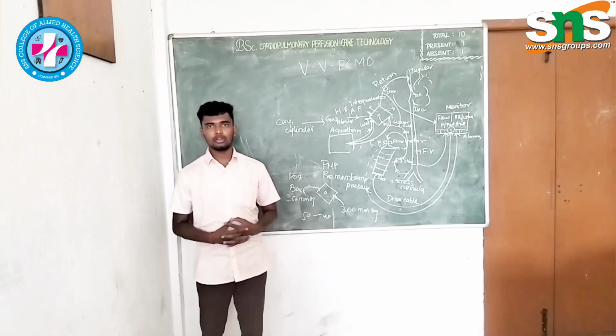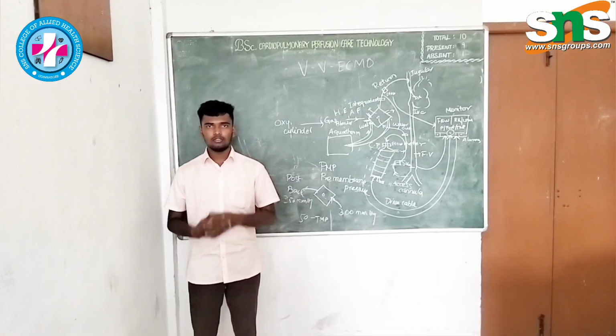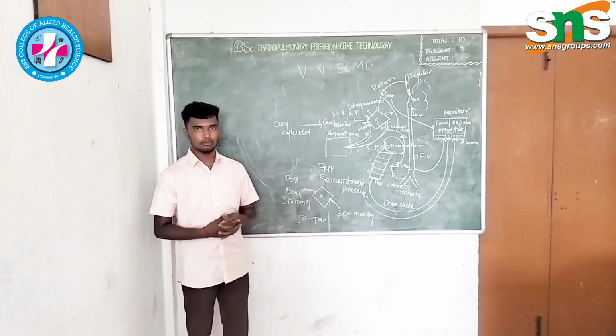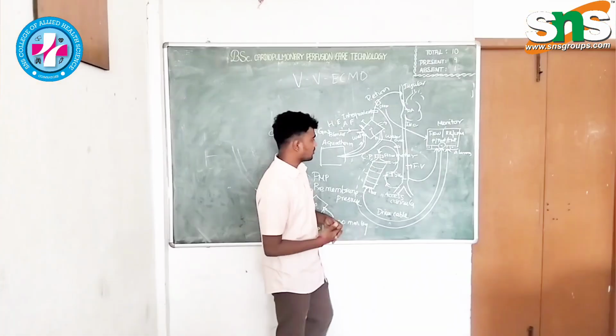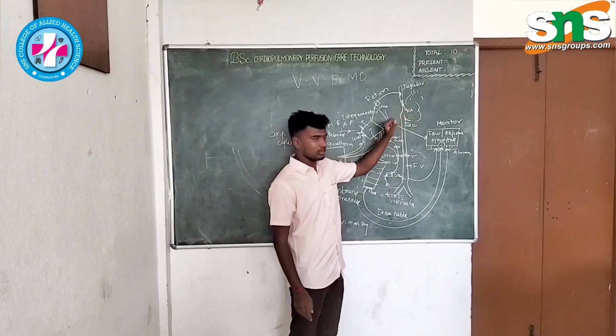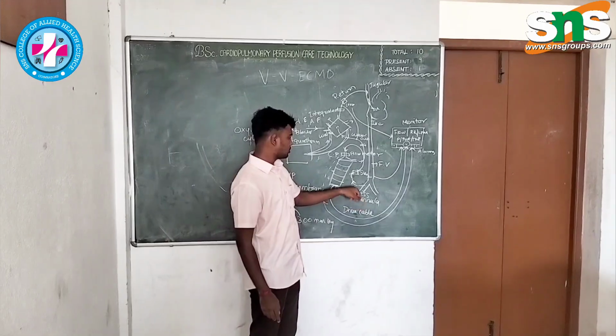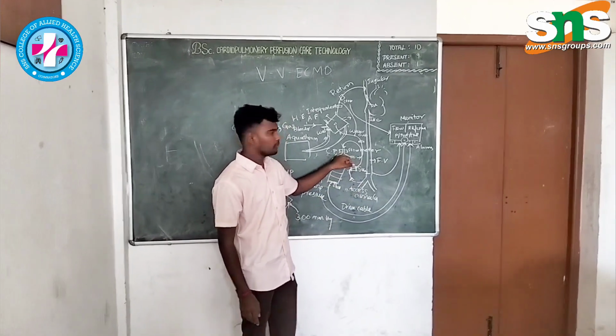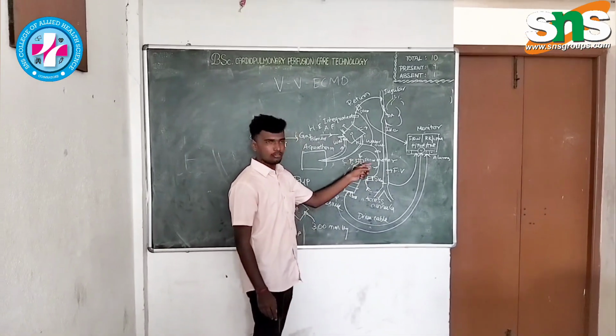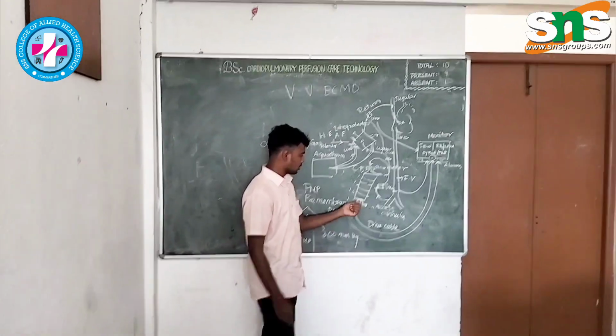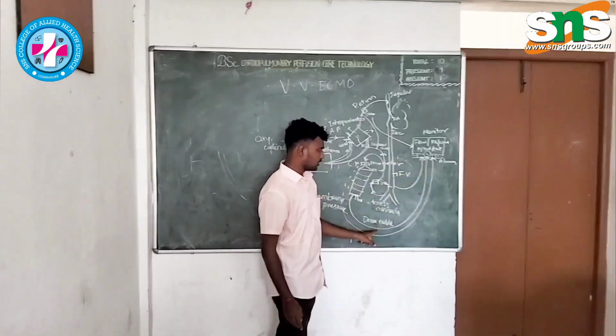I am going to explain the VV ECMO workflow. VV ECMO is venovenous ECMO. The venovenous ECMO consists of the femoral vein and jugular vein. In the femoral vein, the access cannula is placed. Blood flows through the access cannula to the centrifugal pump, which is attached to the flow meter. Together they make a console. The console is attached to the monitor via a data cable.